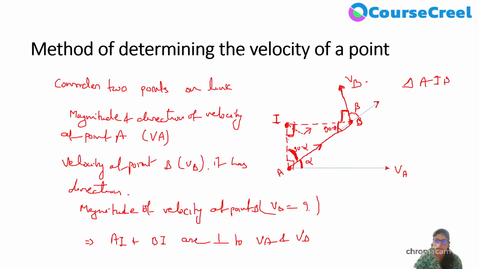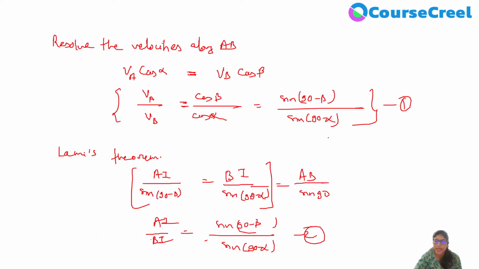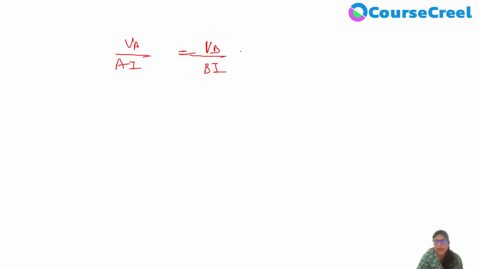And suppose we are considering any third point in between. If we want to define the third point's velocity also, it can be VC by CI. But here we are considering two points only. Suppose we have four points, it will be VD by DI. Whatever points we consider, we will equate all the terms accordingly.